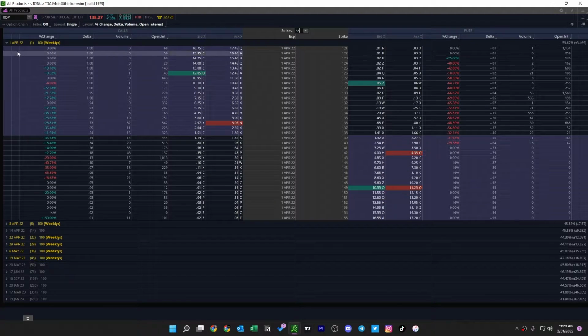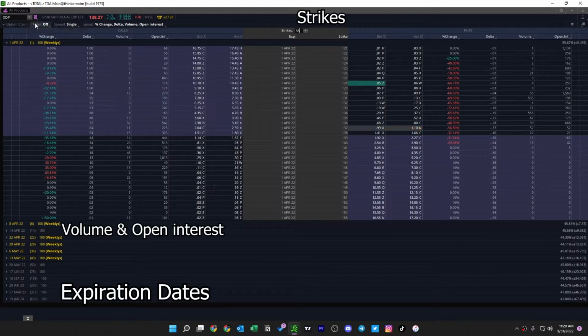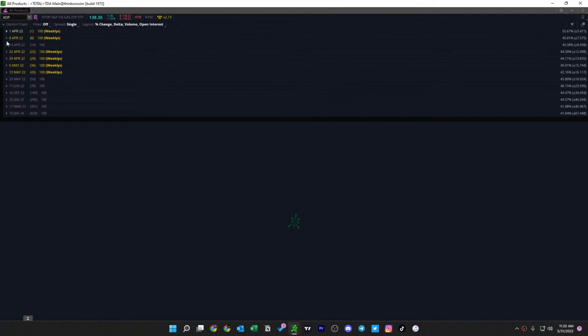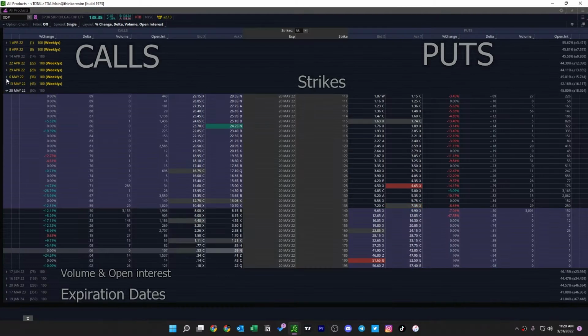And we're actually going to be going for this trade that I'm eyeing up for XOP, which is oil and gas exploration and basically producers of oil. So we're going to look to play a bullish position on this, and we're going to go for May 20th monthly expirations.